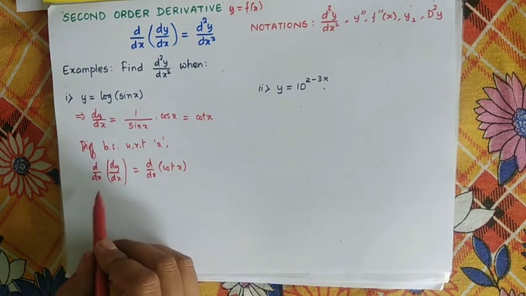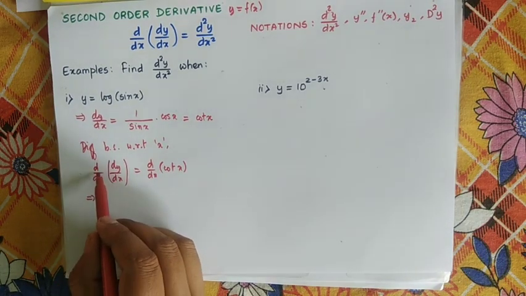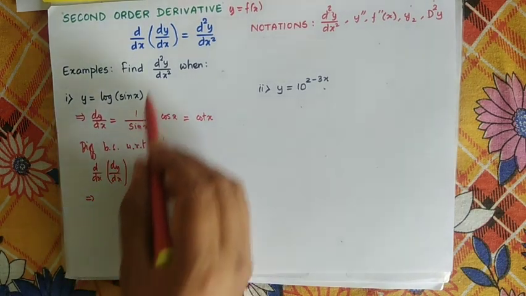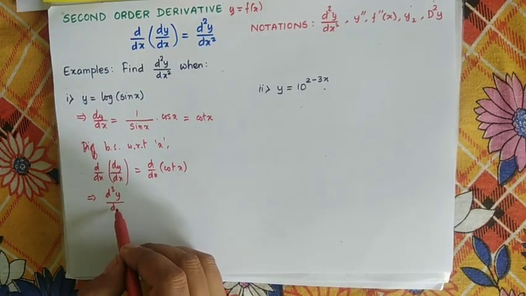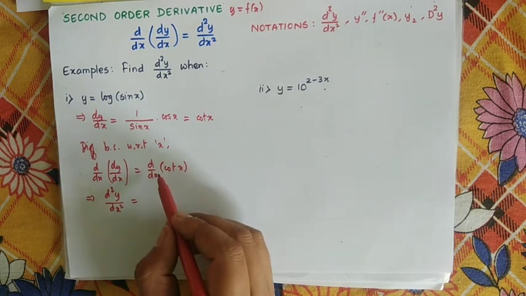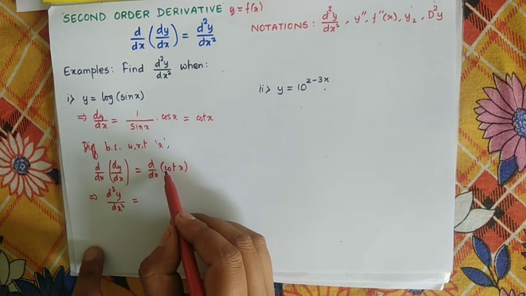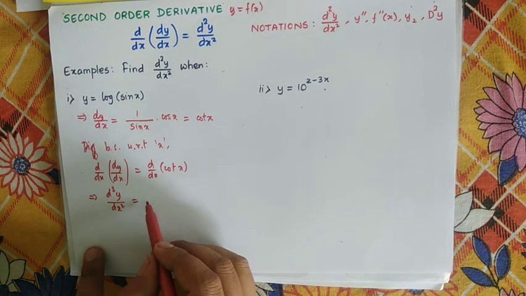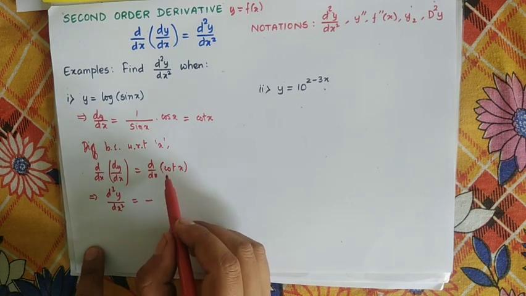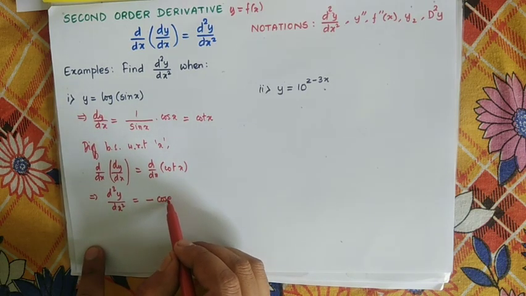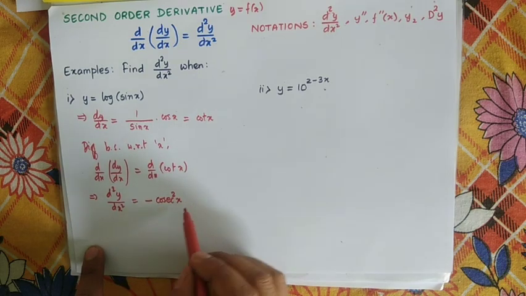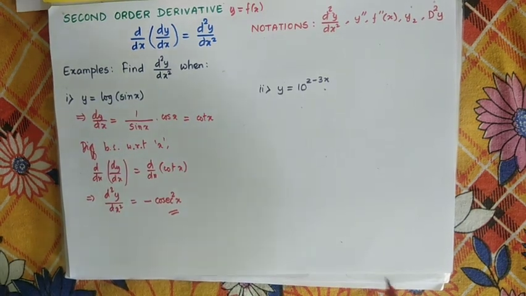Okay, so d by dx of dy by dx is d square y by dx square, right, is equal to, now differentiation of cot. So it starts with c, so that's why it should be negative. So differentiation of cot will be cosec square x. Okay, so my answer is minus cosec square x. Pause the video to note down.